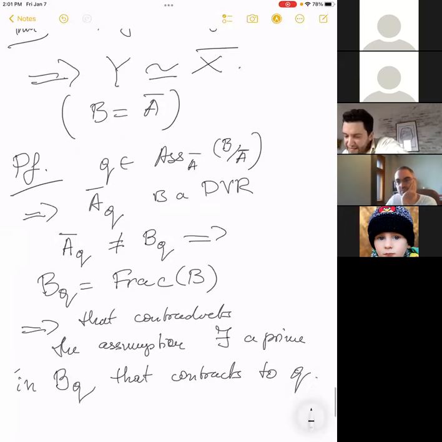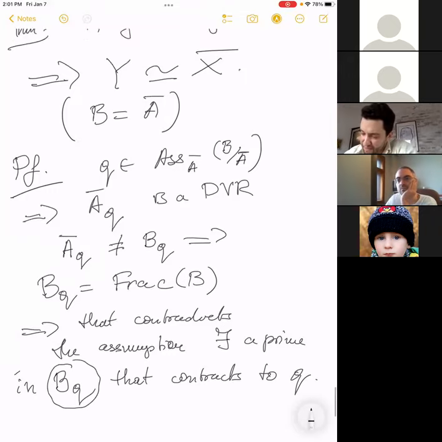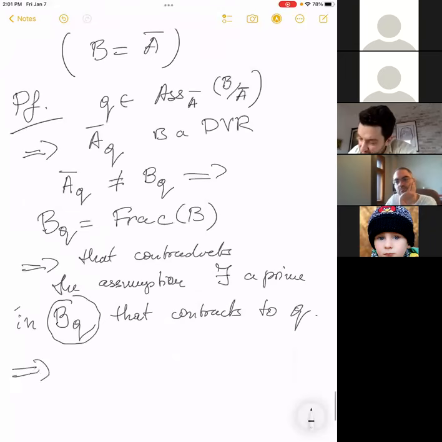G is surjective. It means that in B, I have a prime that lies over A bar. When you localize, that property is preserved. So when you localize, this property means that there is a prime in BQ that contracts to A bar Q, but BQ is a field. So there are no primes there. So that contradiction with the surjectivity means that there are no elements here in this set.